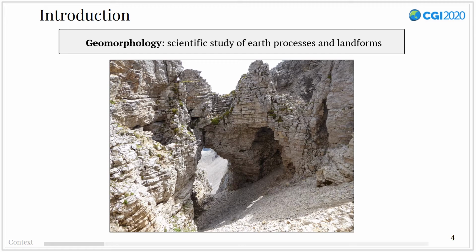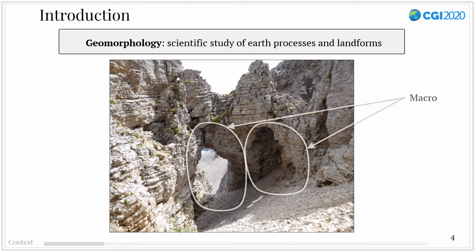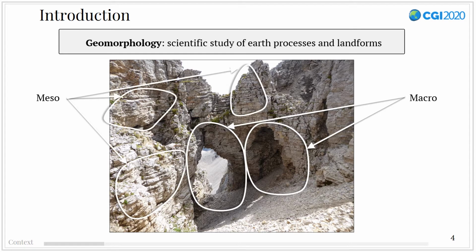The first thing you probably see here is the macro-scale features, which are the two big arches. The second layer is the mesoscale features that you see here. If you look closely, you will see different block structures emerging from the cliff face. The final layer is the high-frequency microscale details. These three layers of scale contribute to the realism of the virtual scene.